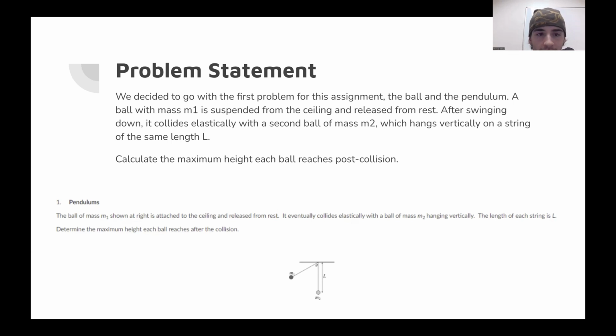Here's our problem statement. We decided to go with the first problem for this assignment, with the ball and the pendulum. A ball with a mass m1 is suspended from the ceiling and released from rest. After swinging down, it collides elastically with the second ball of a mass m2, which hangs vertically on a string of the same length L. And we're asked to calculate the maximum height each ball reaches post-collision.